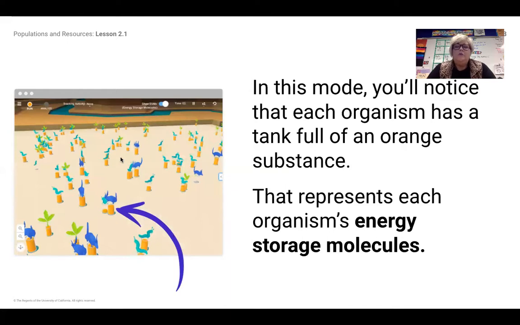In this mode, you're going to notice that each one of those organisms has a tank full of this orange substance. That represents each organism's energy storage molecule. I think it looks like a battery. Just watch that for a second. You're going to see all your little organisms: your green leaves, your wee bugs, your furbills, running around doing things. You're looking at these energy storage molecules, and the level of the orange inside of them is going up and down.